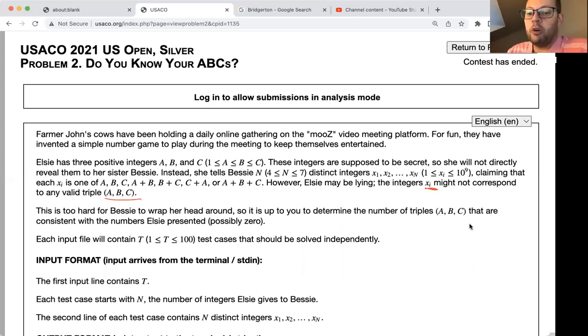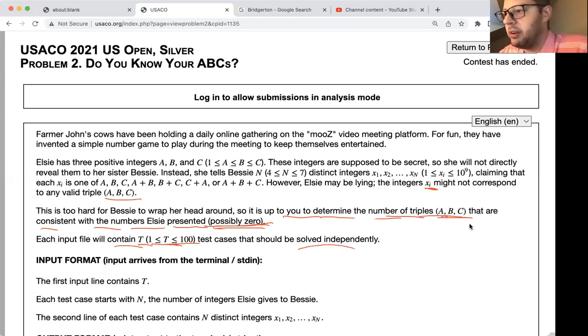Technically, they also might correspond to multiple valid triples, and that's what you're going to be responsible for in this problem. This is too hard for Bessie to wrap her head around, so it is up to you to determine the number of triples, ABC, that are consistent with the numbers Elsie presented, possibly 0 if it's an impossible situation. Each input file will contain T, where T is between 1 and 100 test cases that should be solved independently.